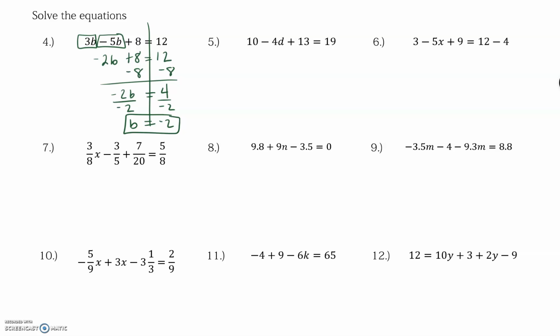All right, let's take a look at number 7. Now, number 7 has those scary fractions in it. What we need to do is find a least common denominator. So we need to find something that they all can multiply into. Now, 8 and 5 can both multiply into 40. And does 20 multiply into 40? Yes, it does. So what we have to ask ourselves is, what do we need to multiply these numbers by to equal 40?